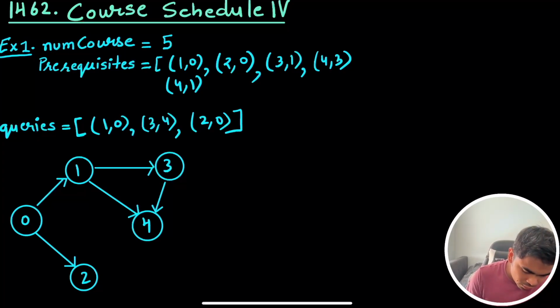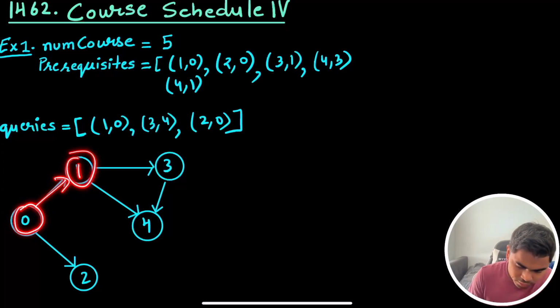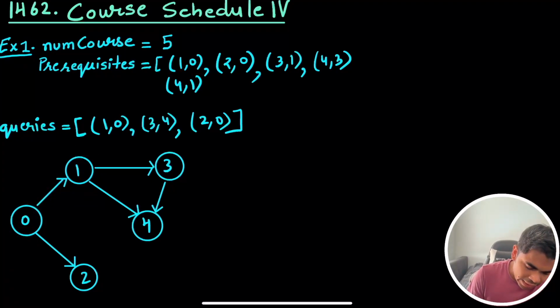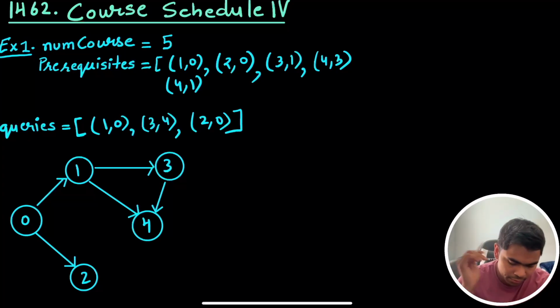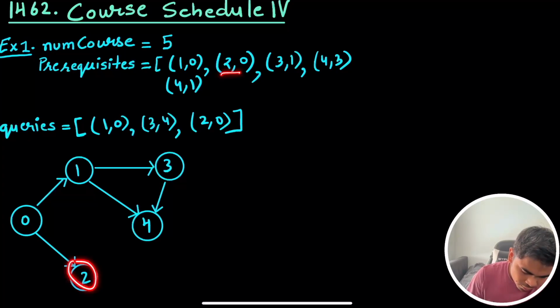Before you take course 0, you have to take course 1. This is what it says. So before you take course 0, you must complete course 1. That was told to us in the problem, that the pair A and B indicates that you must take A before you take B. The same way, you have to take 2 before you take course 0, then you have to take course 3 before you take course 1, and you have to take course 4 before you take course 3.